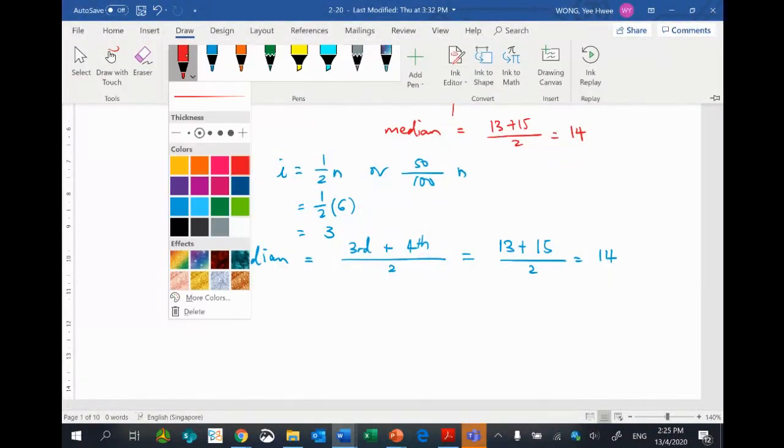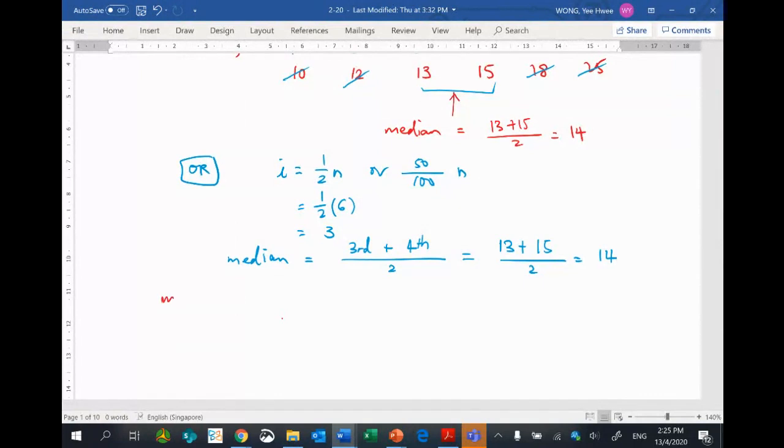Okay, what is the mode? Do you see any number appear more than once? 10, 12, 13, 15, 18, 25. So every number actually appears only one time, right? So that means there is no mode. Is it okay if I write 0? Because in mathematics, usually you say no, nothing, then you write a 0 there, right? Can I write a 0 for the answer for the mode?